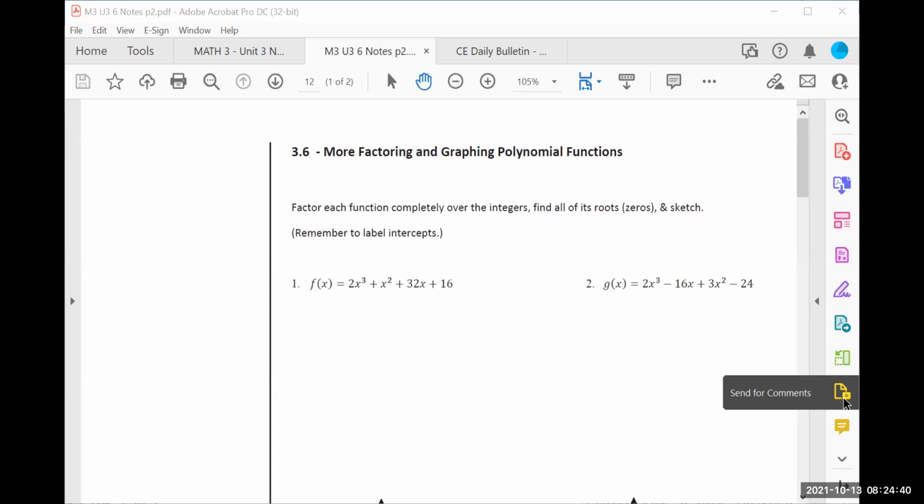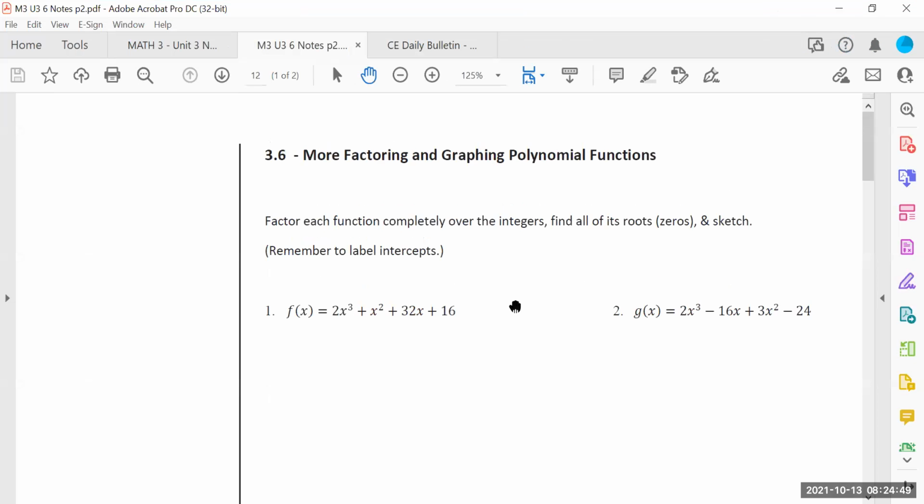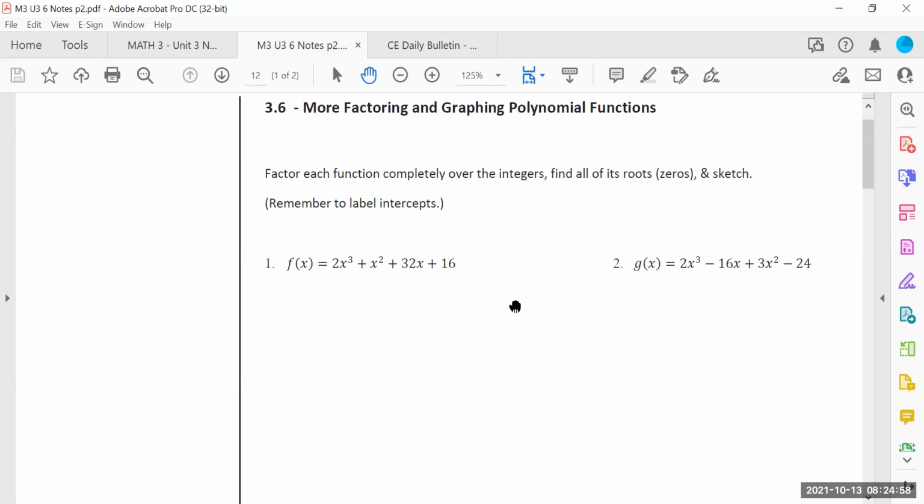For number 1, it says factor each completely over the integers. That's important. We're not going to factor into weird factors that are not integers. However, we are going to find all of the roots or zeros, and then we're going to make a sketch. So here we go. Remember to label the intercepts as we go. How am I going to factor this?